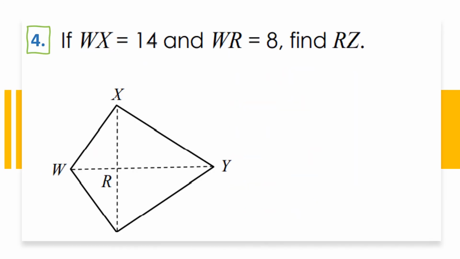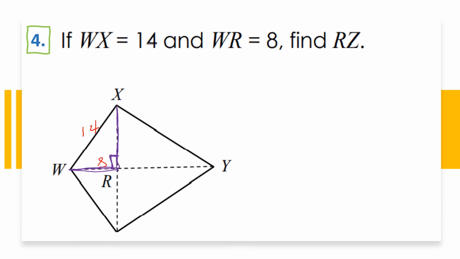Alright, so let's look at this problem here. It says Wx equals 14 and Wr equals 8. Find Rz. And we can actually make this little piece here a triangle XRW, to find the side length. Our diagonals are perpendicular, so right here we will have a right angle.